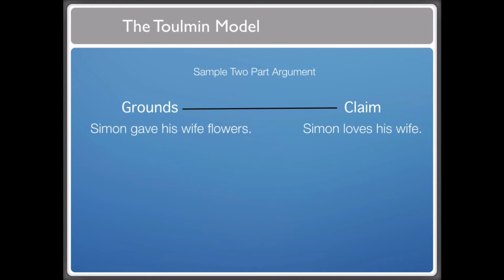And the grounds we had was that Simon gave his wife flowers, and therefore we say Simon loves his wife. This is typical of many, many arguments. You'll say something and then have a conclusion about it. The Greeks actually had a name for this type of argument. They called it an enthymeme. And I'm throwing that out there more than anything so you can impress your friends. When you hear your friends say something and then a conclusion, you can say, that's a good enthymeme. And they'll be impressed, I'm sure.